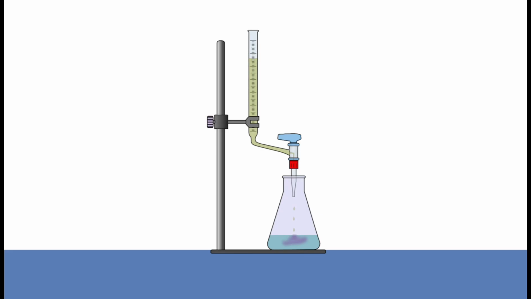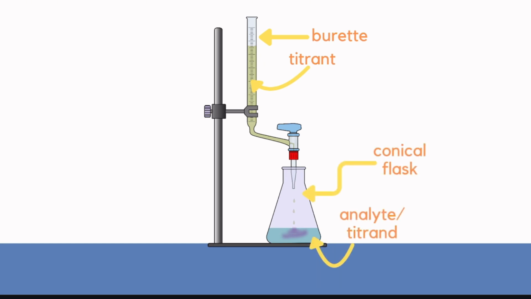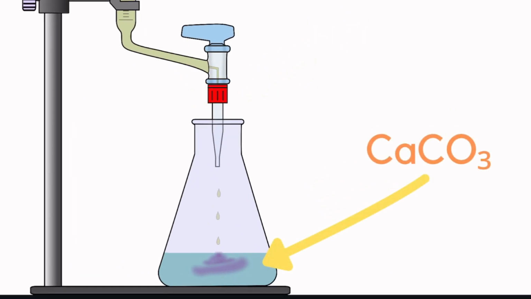At first, let's see the setup. The burette holds a titrant, a solution of known concentration, and the conical flask contains the analyte, along with an indicator. We'll know what an indicator is later in the video. In today's example, hydrochloric acid is our titrant, and chalk solution is the analyte. Now, without further ado, let's get buckled up for the titration.